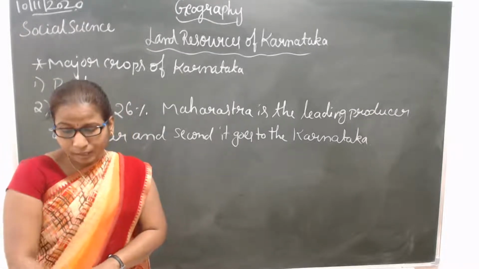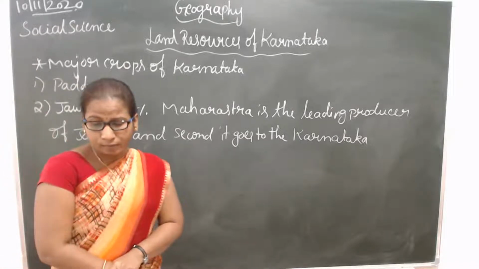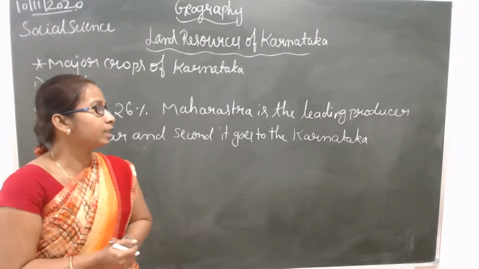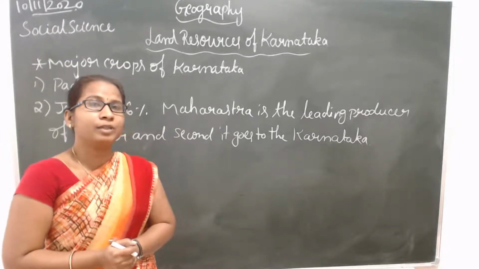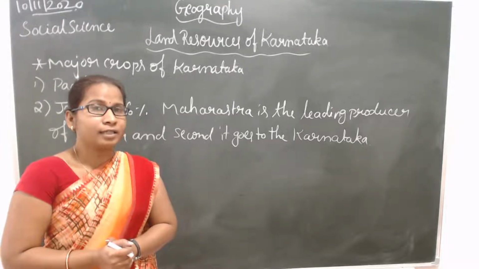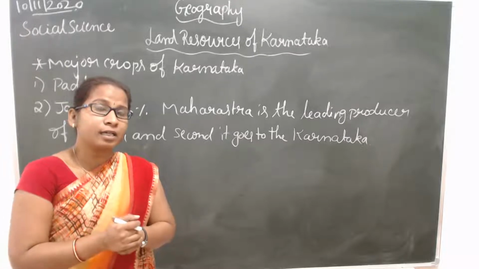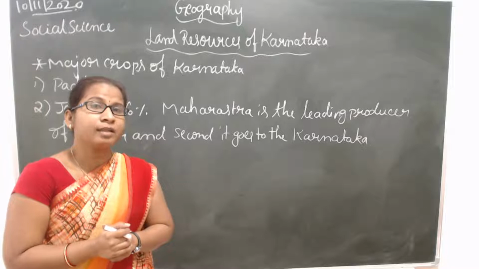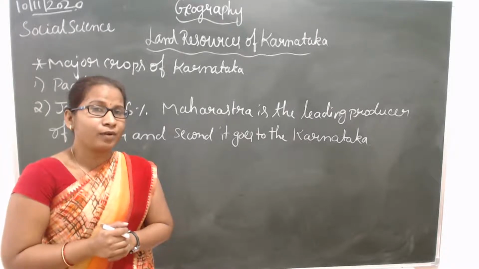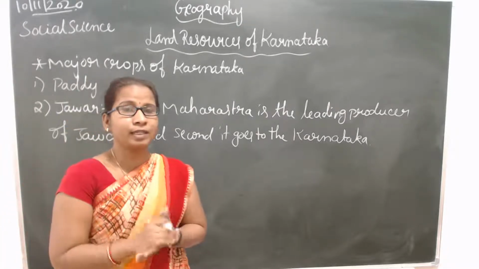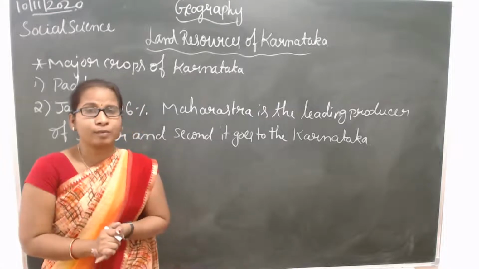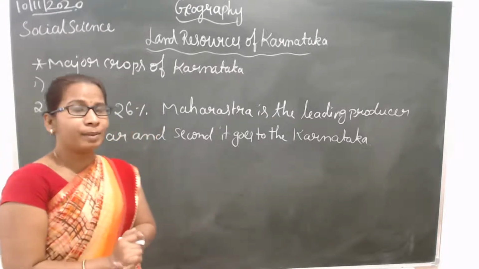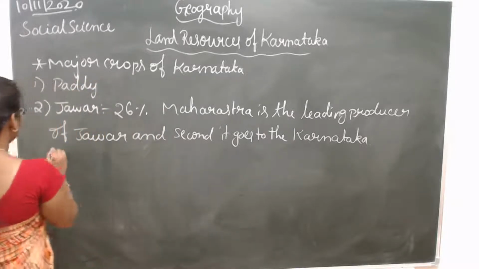And jawar is the staple food for the people of North Karnataka. It is mainly used for preparing roti. The North Karnataka people, a majority of them, make roti from which crop? That is our second major crop of Karnataka, known as jawar. They are preparing rotis.